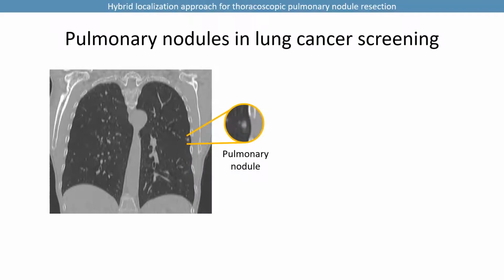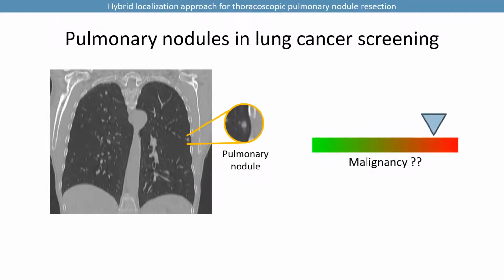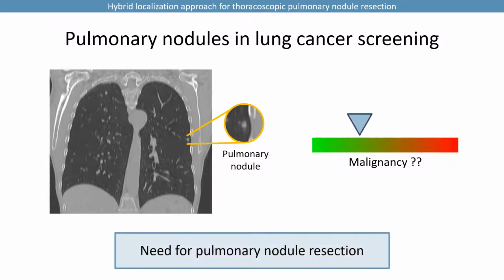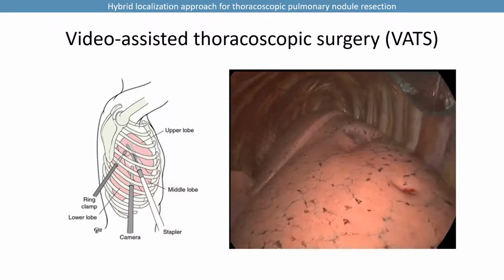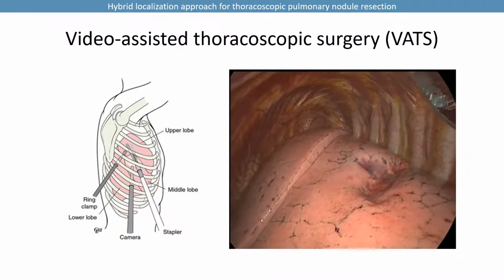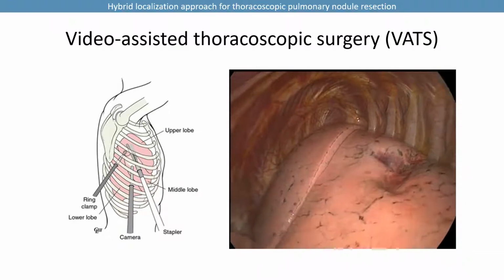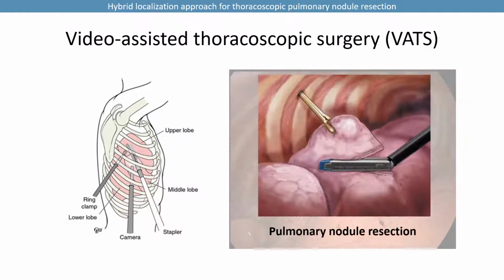Lung cancer screening programs have improved the detection of pulmonary nodules, but the presence of cancer can only be confirmed with histological analysis. This often requires the resection of the nodules from the lung. This resection is typically performed through video-assisted thoracoscopic surgery, which is a minimally invasive surgical technique that uses a specialized camera and surgical tools to remove the nodule from the lung.